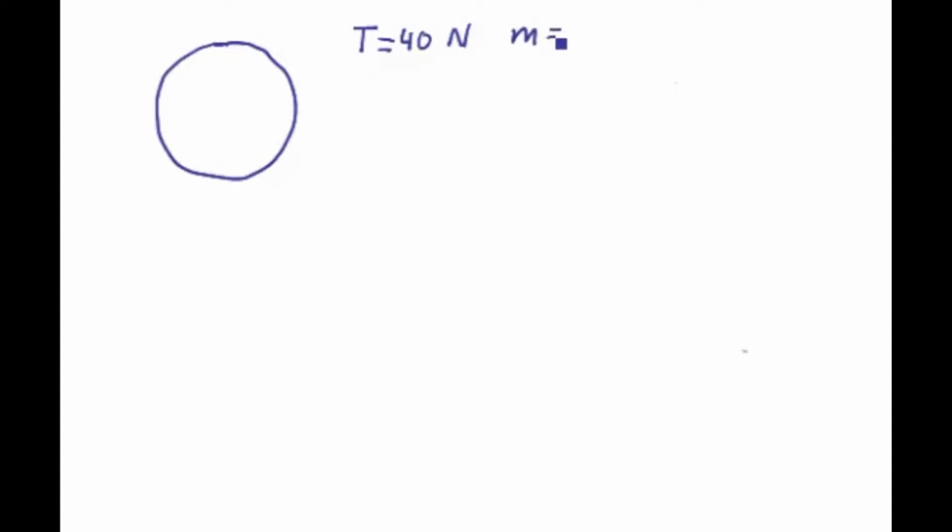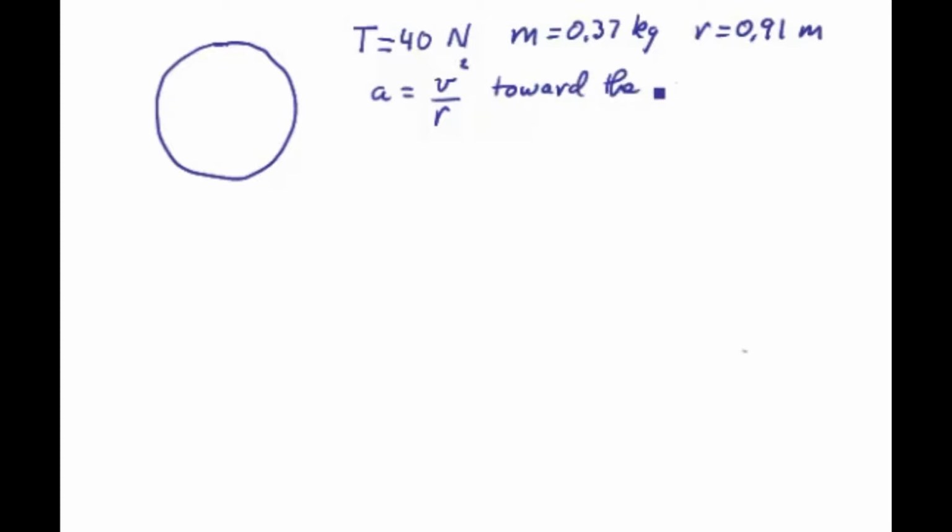So remember it said the tension of the string can withstand 40 newtons. And then we're given the mass of the stone, and the radius of the circle. So in order to figure out where the stone is going to break, we're going to use the equation we just learned in the lecture, the centripetal acceleration equation. And of course, this is pointing towards the center, hence the centripetal part.